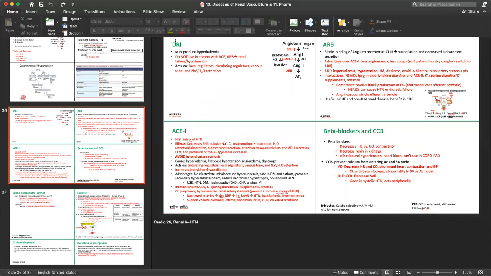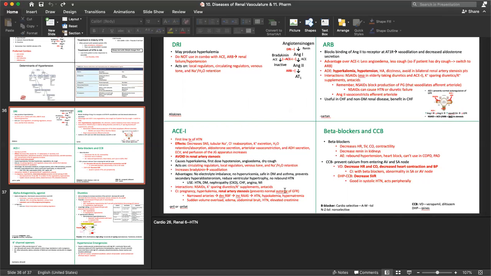Our direct renin inhibitors might produce hyperkalemia, just like our ACE inhibitors, and a few more drugs we'll talk about. So don't use in combo with an ACE and an ARB because it can cause renal failure or too low blood pressure. It's going to act on our local regulators, our circulating regulators, our tone, and our sodium water retention. I don't think they're as important. They're not prescribed as much.